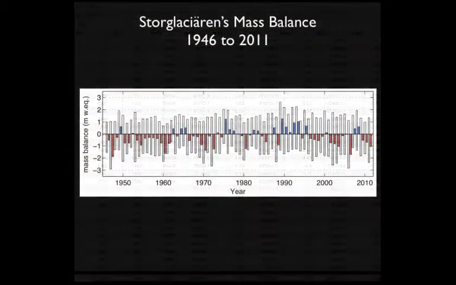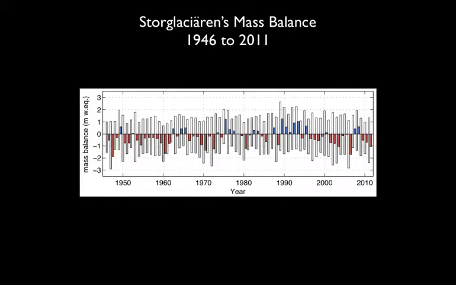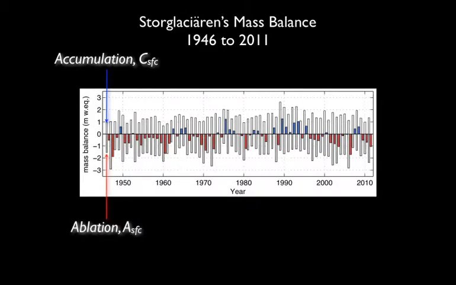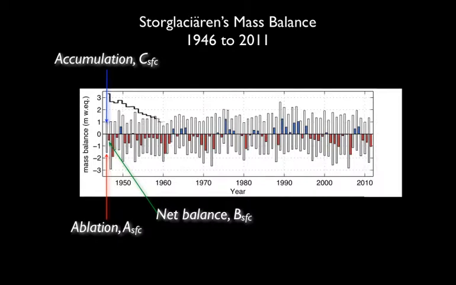So this is how the mass balance chart for Storglaciären is derived, with accumulation, ablation, and net balance summing to give us the change in Storglaciären's mass year by year.